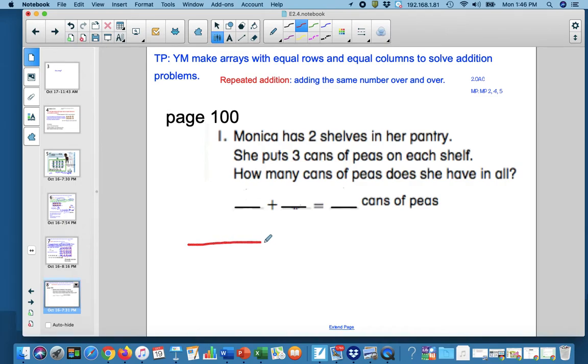Well, Monica has 2 shelves, and on each shelf she puts 3 cans of peas. So if we had to write a repeated addition sentence, we can write 3 plus 3 equals 6 cans of peas. Another way we could have done it was 2 plus 2 plus 2, and that would have equaled 6 also.